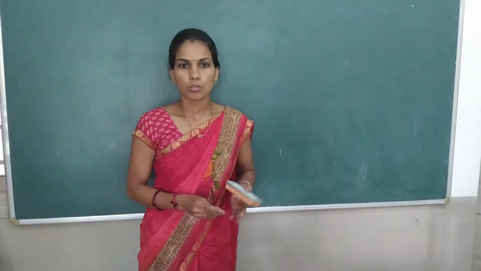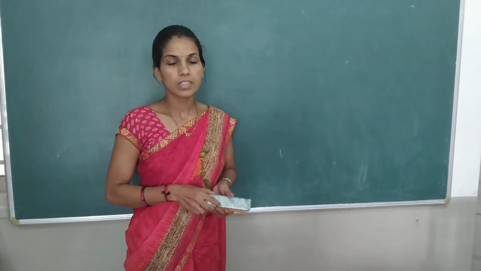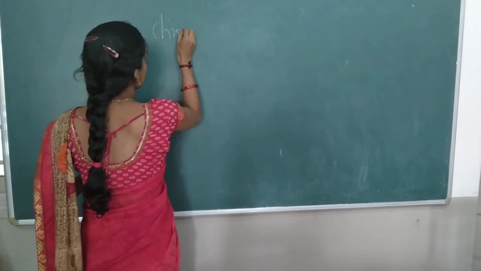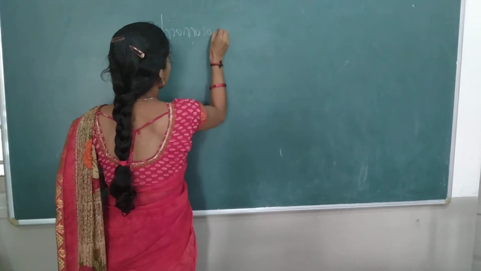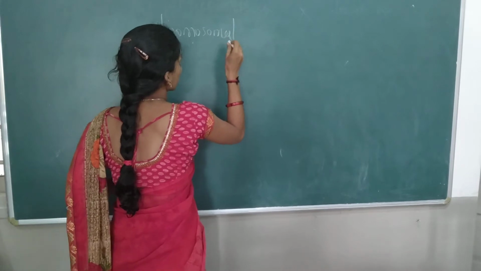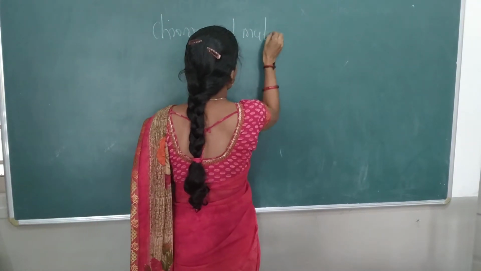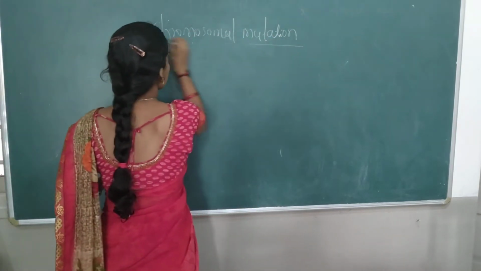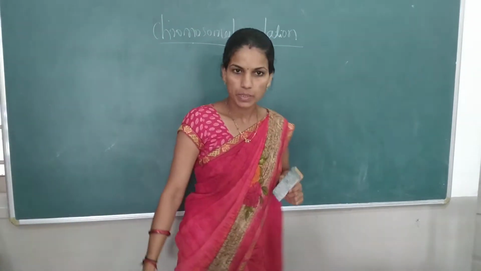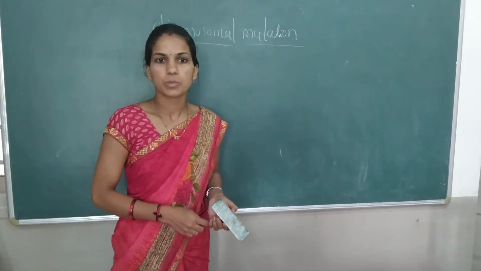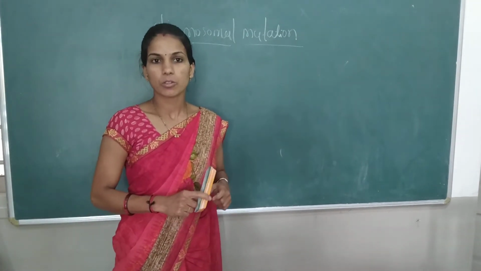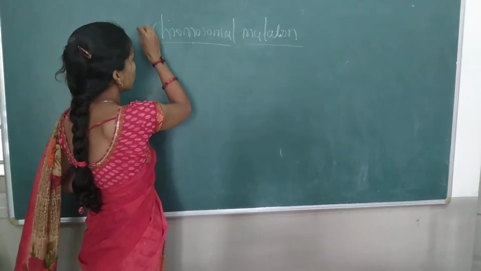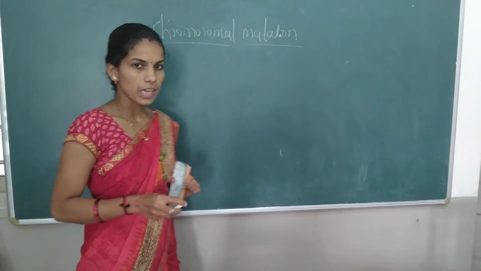Good evening students. Today we have to start a new concept in genetics, that is chromosomal mutation, or we call it chromosomal aberration. We already completed different topics in genetics, that is the interaction of genes, monohybrid and dihybrid crosses, and sex-linked inheritance. One more concept in genetics is chromosomal mutation or aberration.